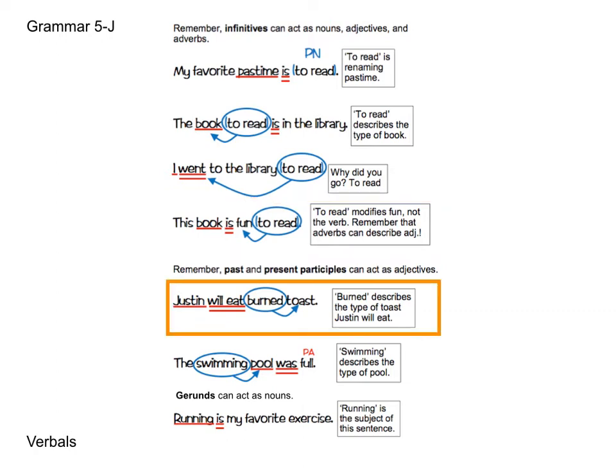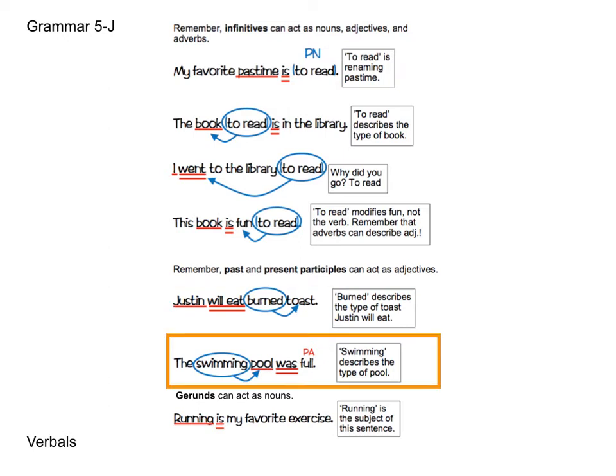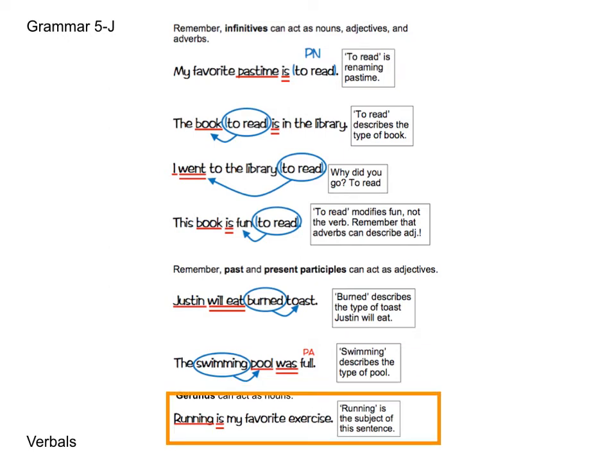Then we have our participles. First is a past participle. Justin will eat burned toast. Notice that it's always acting as an adjective, modifying a noun, in this instance, toast. The swimming pool was full. Swimming, once again, a present participle acting as an adjective, is modifying pool, the subject of the sentence. And then lastly, we have gerunds. Running is my favorite exercise. These verbs will only act as nouns.